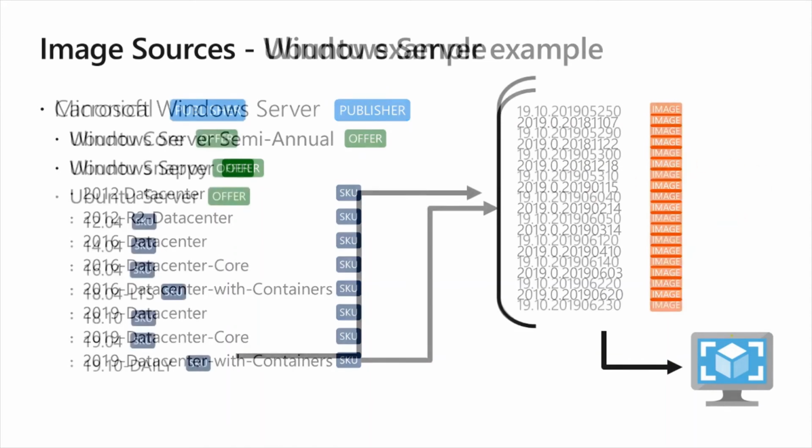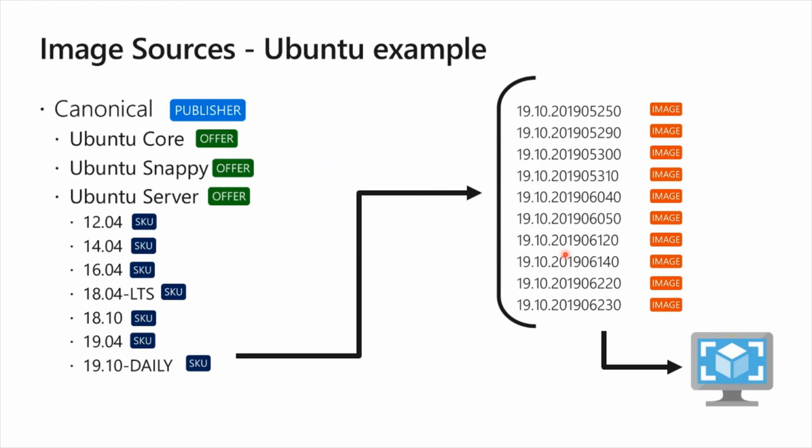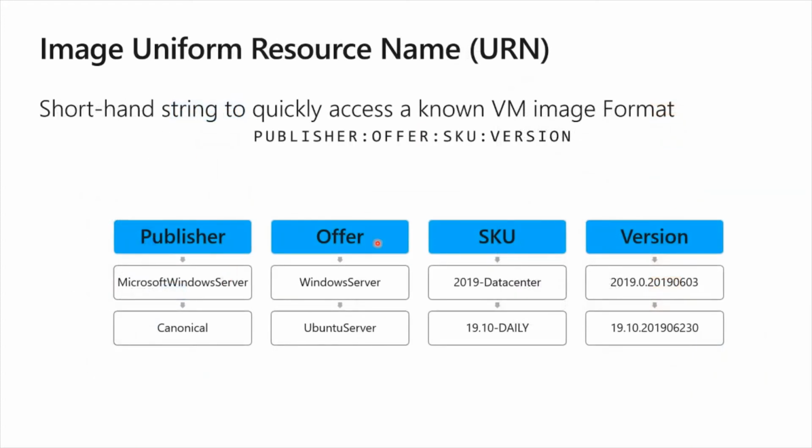Same for Ubuntu. If we combine all of them together, it will be in URN format. It will be like publisher, offer, SKU, and version. So publisher Microsoft or Canonical, offer Windows Server or Ubuntu Server, SKU 2019 Datacenter, 19.10 daily, like this.